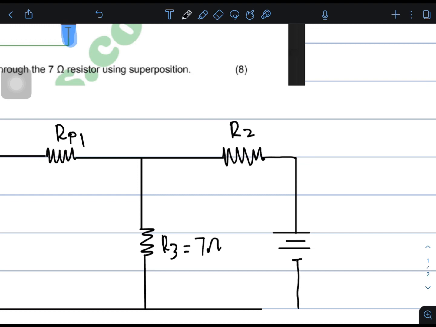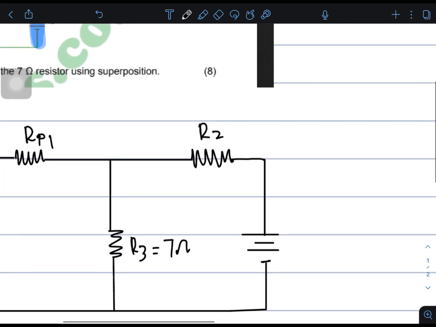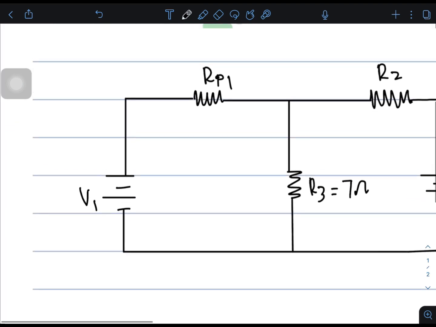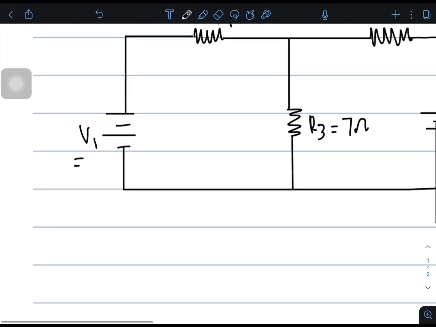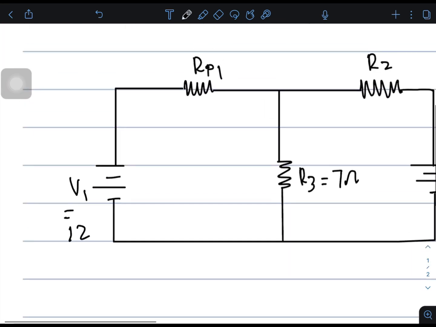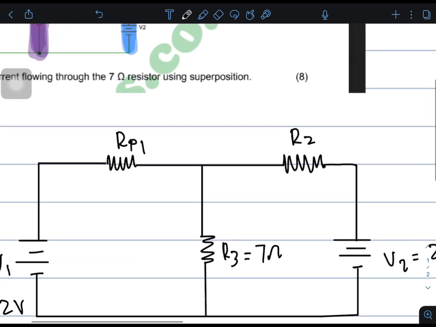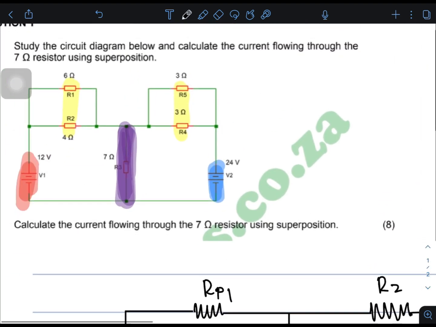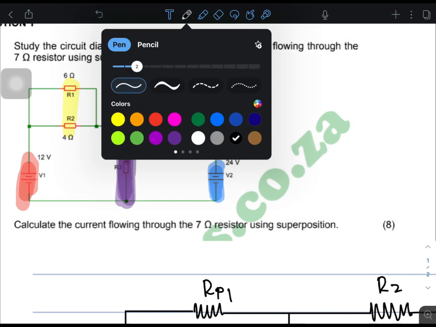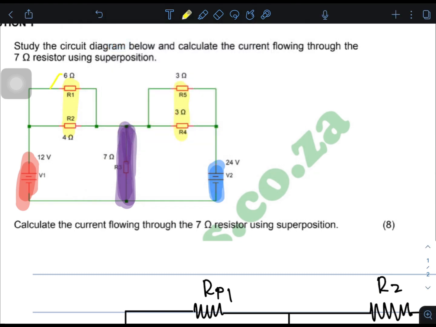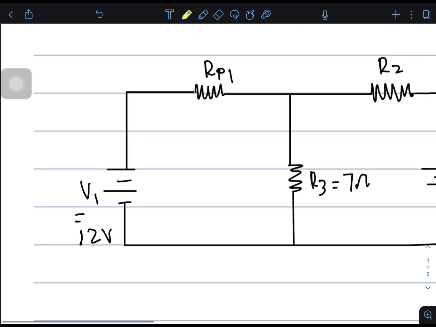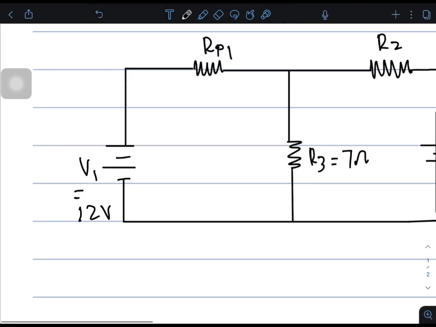This is V2, which is equal to 24 volts. Then this is V1, which is equal to 12 volts. Okay, I said let us first simplify here. Let us first simplify these two.